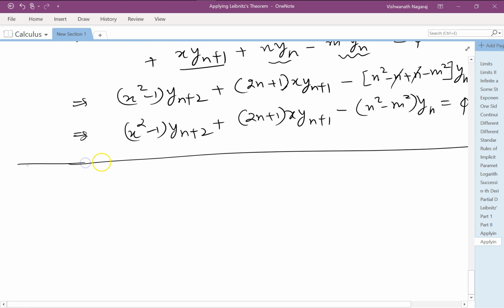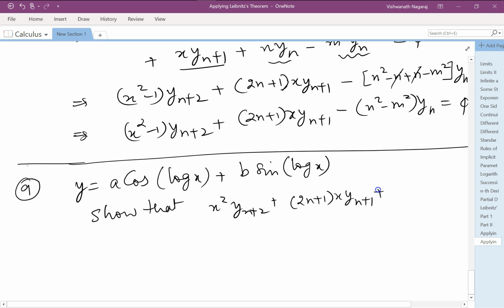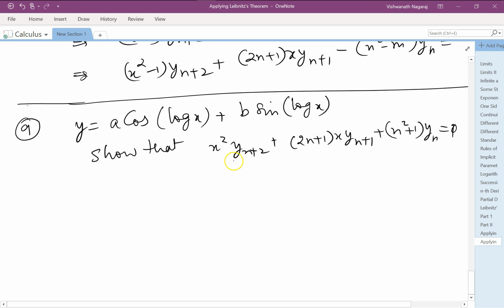Okay, so let's look at the next problem. That is, I think, the 9th one. Okay, so y is equal to a cos log x plus b sin log x, and show that x square yn plus 2 plus 2n plus 1 xyn plus 1 plus n square plus 1 yn equal to 0. By the way, most of the problems we have seen that say show that come in this pattern itself, and that is because of the Leibniz theorem.